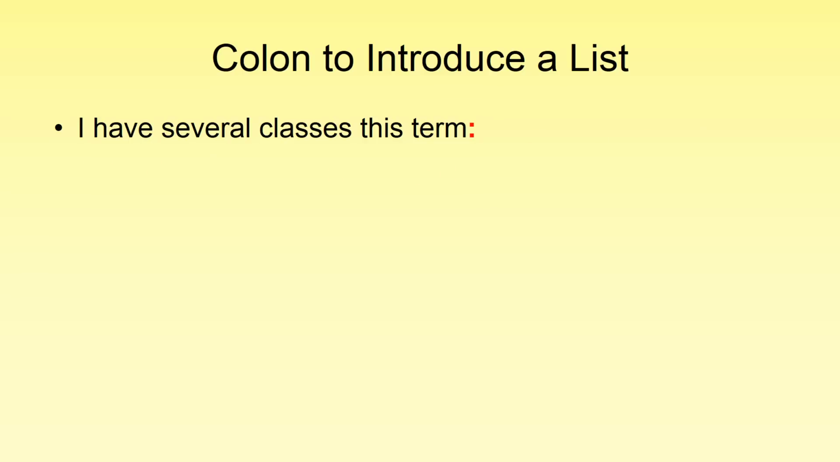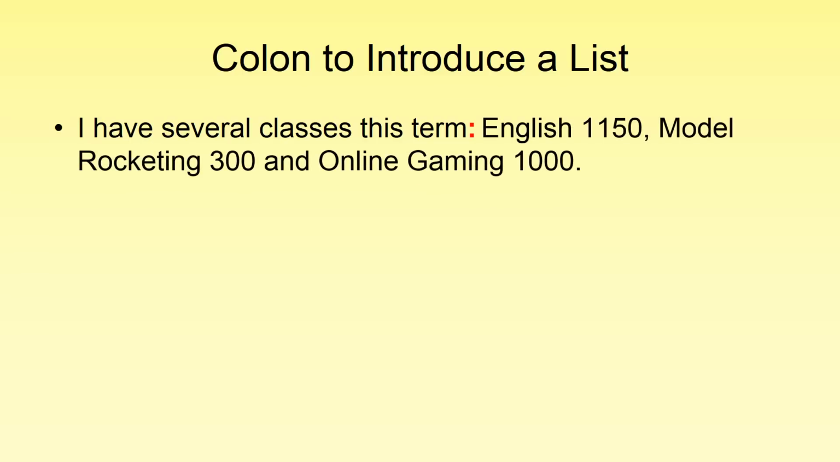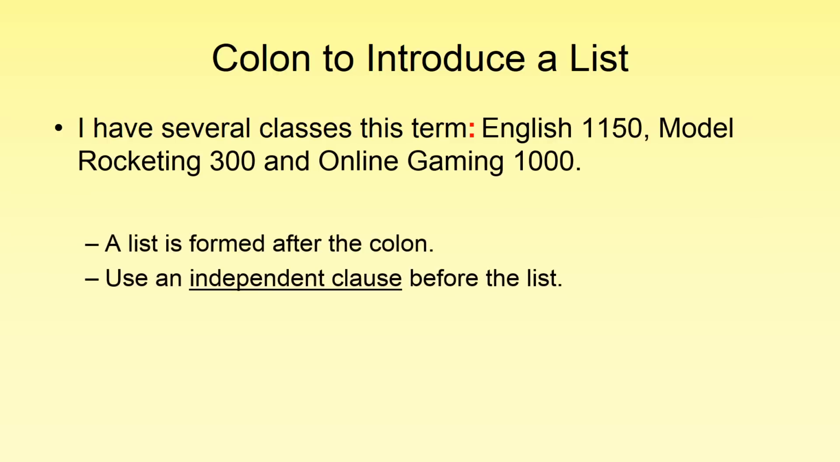So let's look at this example. I have several classes this term. Well, we can ask a question when we see a colon. What are these classes? The answer, English 1150, Model Rocketing 300, and Online Gaming 1000. So we have an introductory independent clause, and then we have afterward an explanation of what we've introduced. So a list is formed after the colon, and an independent clause comes before that list.